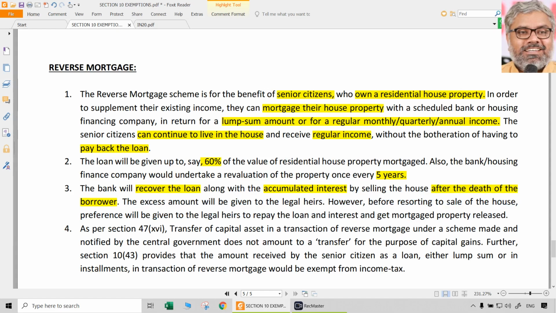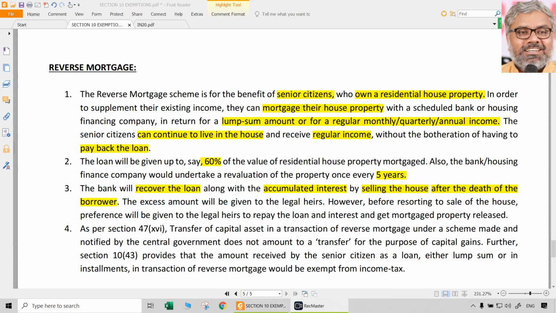That is why they don't give 100% of the value of the property as loan. They keep some amount as their security also. And the amount that they disburse will be inclusive of interest only. They are not going to give only the principal amount. They will calculate all those things according to their understanding. But the point is, how will the bank recover the loan? They will not recover from these old people. No. They will recover the loan along with accumulated interest by selling the house after the death of the borrower.